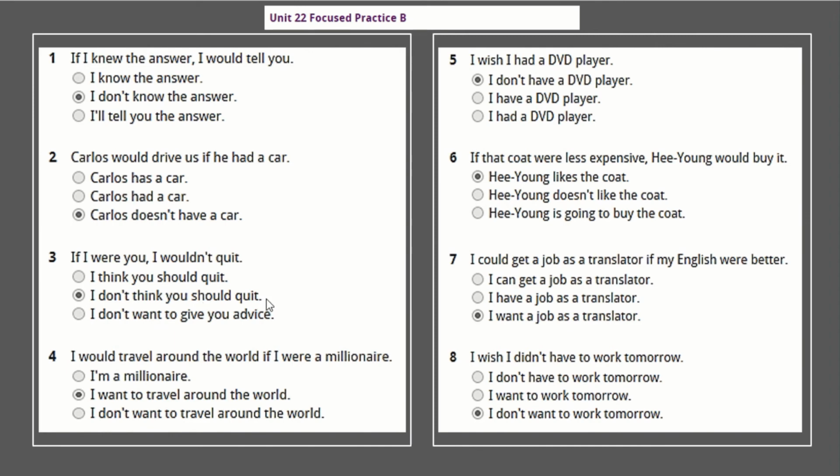My other option is to show my wish without the if. Remember that I explained you that one? So here we have two, number 5 and number 8.